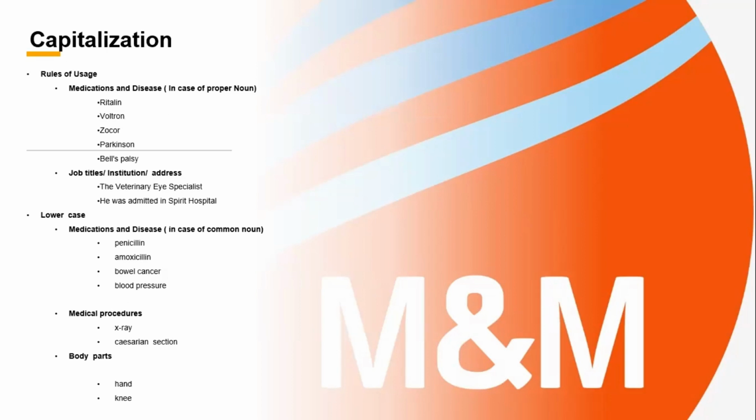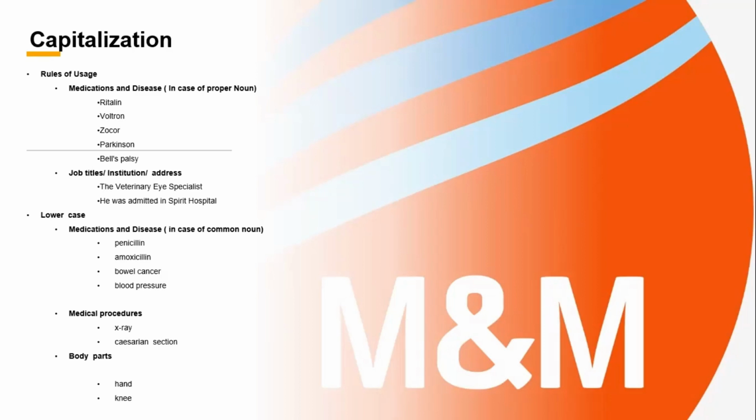Anyhow, moving on toward the capitalization rule. Generically speaking, when we have a proper noun, we use a capital first letter, and for a common noun, we use lowercase. Specifically, for medication, if it's a brand name or trade name, we use a capital first letter. And if we have a salt name, we cannot use a capital first letter, but we have to write it down with the first letter in lowercase.